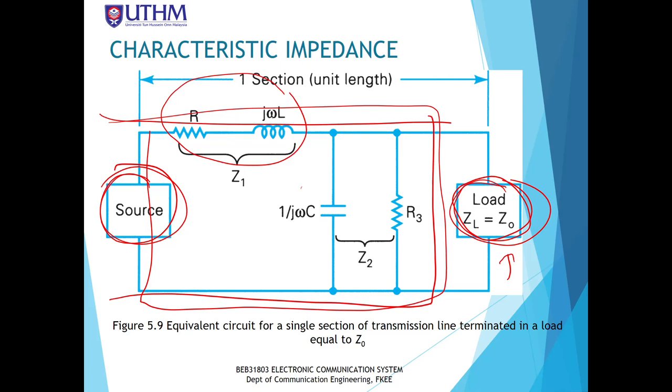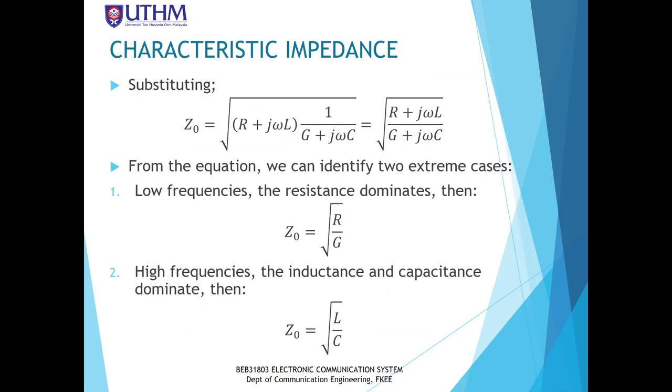Kalau kita inginkan maximum power transfer daripada source kepada load, kita perlu pastikan load itu mempunyai impedance sama dengan characteristic impedance. Otherwise, if not equal to the characteristic impedance, there's going to be some losses. So how to calculate the characteristic impedance? Macam mana nak mengira characteristic impedance?